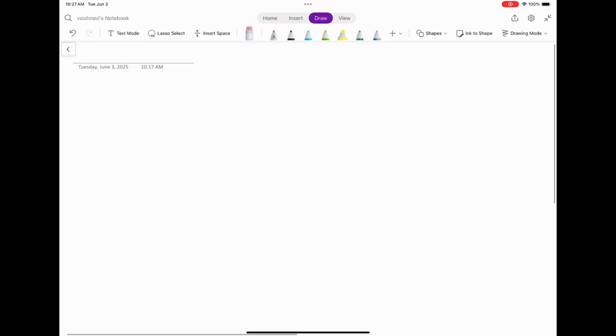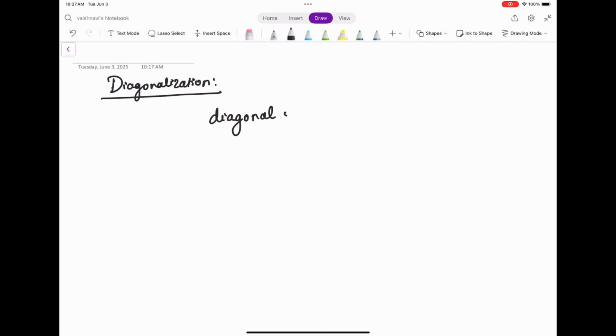So today's topic that we are going to study is one of the important topics, that is the diagonalization of the matrices. Before going to what this topic is, we have to know what a diagonal matrix is. In easier terms, a diagonal matrix is a square matrix of n cross n, 4 cross 4, 3 cross 3, 2 cross 2, where only the diagonal elements are present and all the rest of the elements are 0.